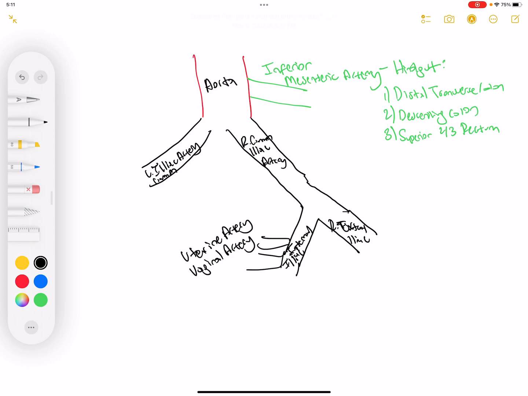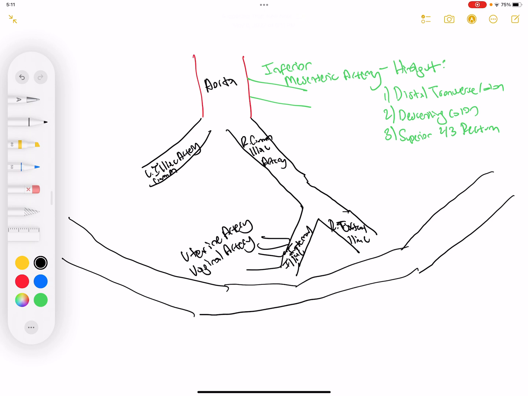Now, for the external iliac artery, it is important to know where the artery is in relation to the inguinal ligament. So let's say that what I'm drawing right now represents the inguinal ligament. Okay, so this is the inguinal ligament. Let's say that this is the pubic symphysis. Now, once the external iliac artery is below the inguinal ligament, it becomes the femoral artery.